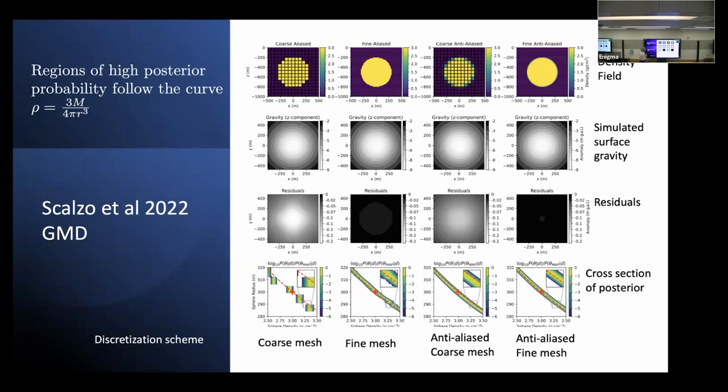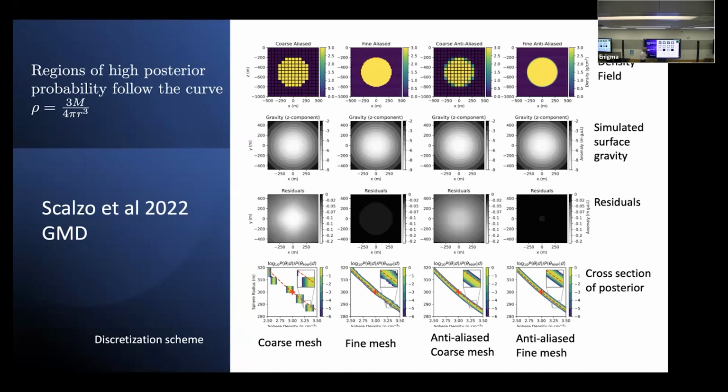Now let's have a look at our posterior probability. This is a scaled version of the posterior probability. And you can see what's going on. Here is the posterior probability when we do this level of discretization. Here is the posterior probability across a much finer grid. Here's the anti-alias one, and here's the anti-alias one across a mesh.